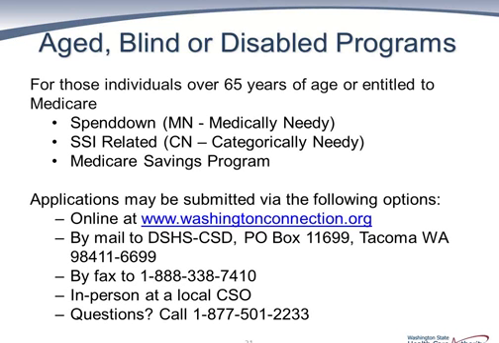So the age, blind, and disabled populations are an interesting group because for some of them, they have the choice of whether they go through the MAGI door or whether they go through the Classic door. However, those that are age 65 or older or who are entitled to Medicare, the best way for them to go is through the Classic door. They really don't have eligibility through MAGI. So the programs that we can look at for them would be the spend down program, medically needy, either with or without a spend down, our SSI-related categorically needy coverage, and the Medicare savings programs.